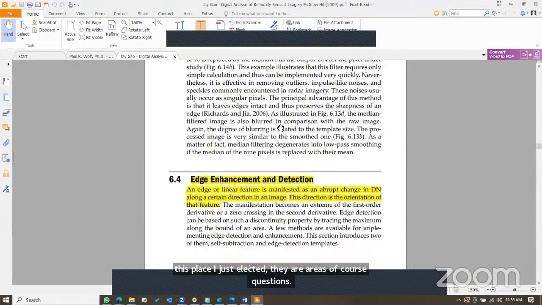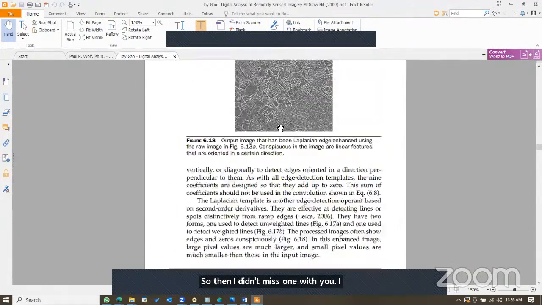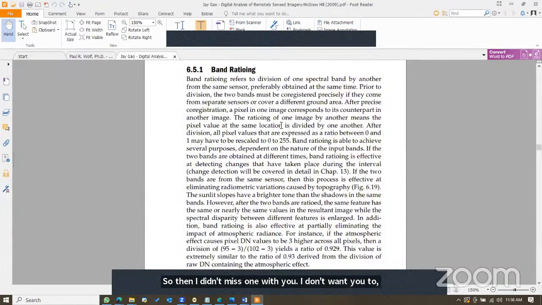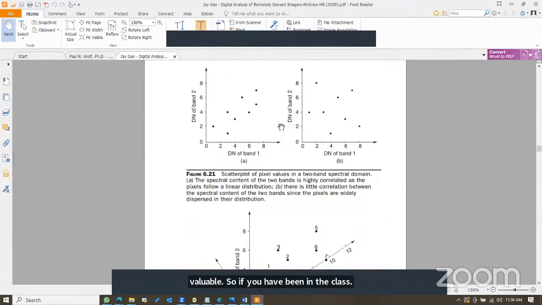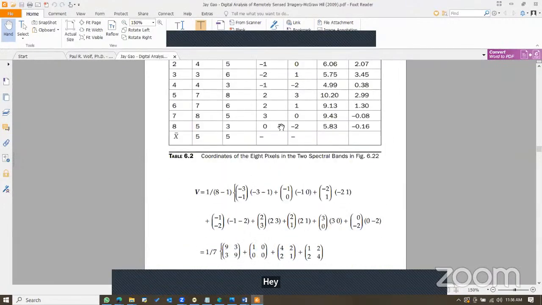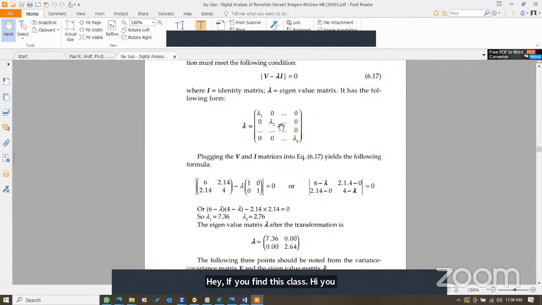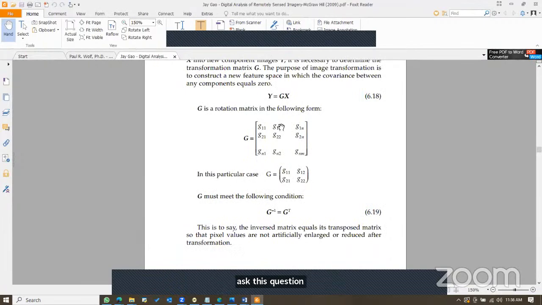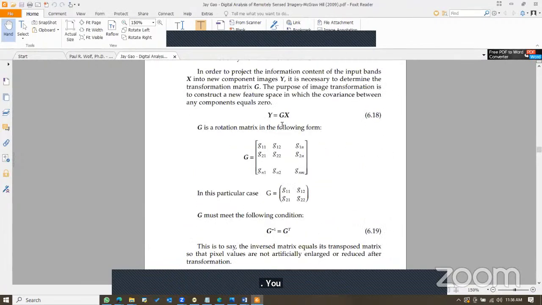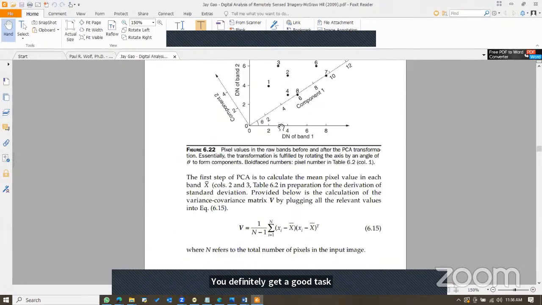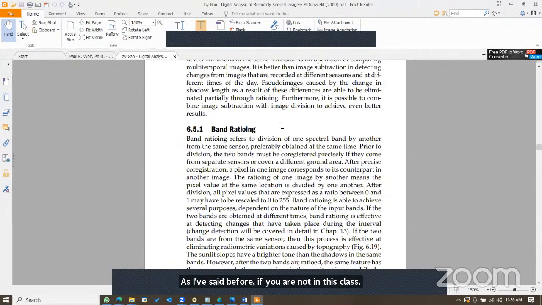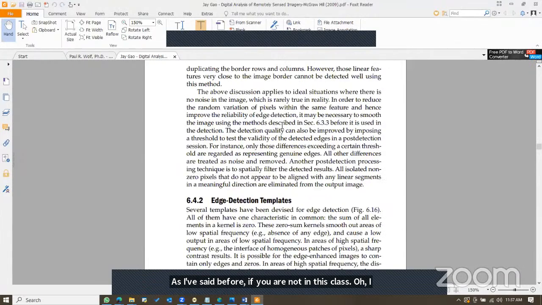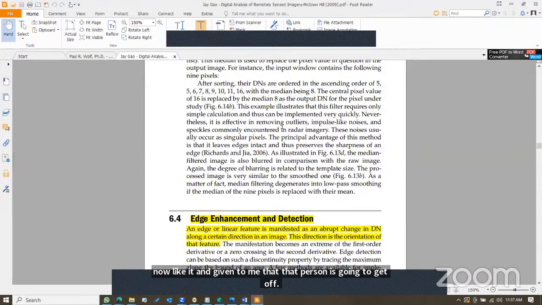So I didn't miss words with you. I don't want you to overlabor. If you have been in the class, if you follow the class, and you are asked this question, you definitely get a good answer. And as I've said before, if you are not in this class and someone has told you about the answer and you now write it and give it to me, let that person know that it's going to get half mark.